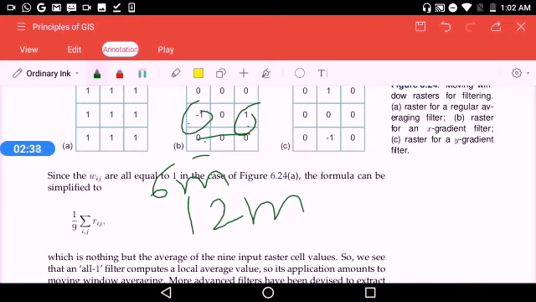So that is our step 2. The step 3 is by using these two rasters, we are going to find out a third raster. That means that raster, that is the output raster, is going to show the slope angle alpha for each cell.